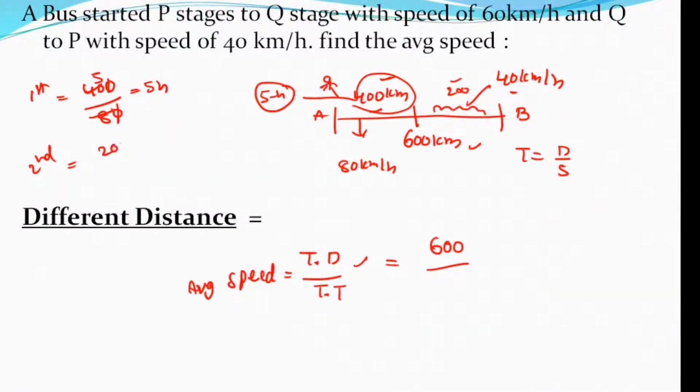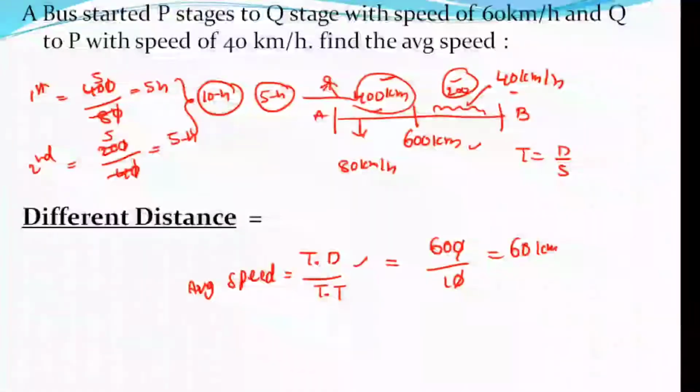Next, the remaining distance is how much? 200 kilometers with a speed of 40 kilometer per hour. 0 0 cancel, then 4 ones are 4, 4 fives are 20. So the remaining 200 kilometers also takes 5 hours. Then the total time is 10 hours. Substitute 10 hours here. 0 0 cancel, then it is equal to 60 kilometer per hour.